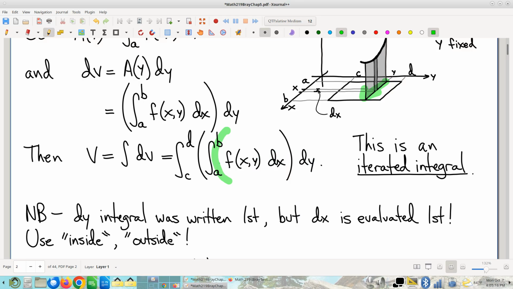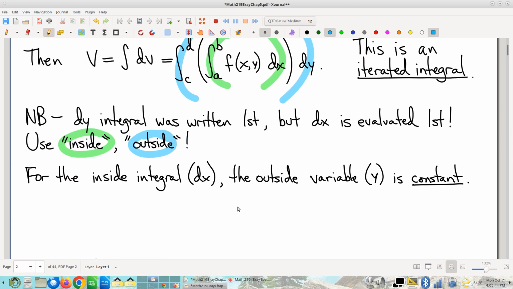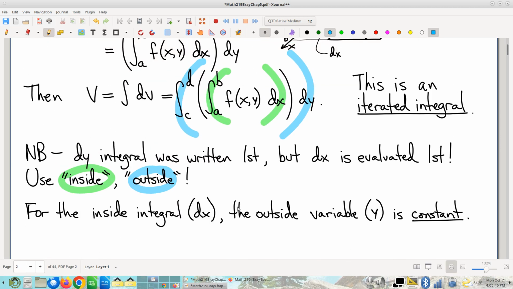It doesn't mean anything. However, you can totally talk about the inside integral and the outside integral. And you just have to remember that when it comes time to compute, we integrate from the inside out. When it comes time to set up the integral in the first place, we set it up from the outside in. Okay. Okay, next thing to make sure you remember.